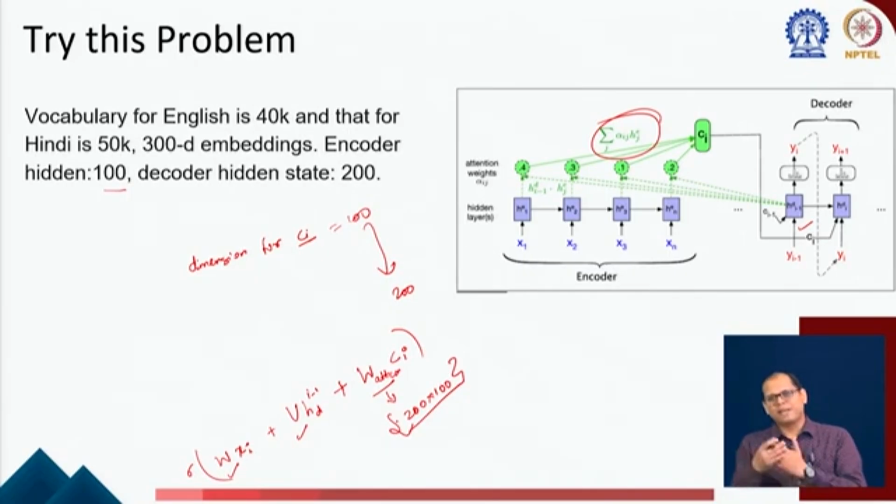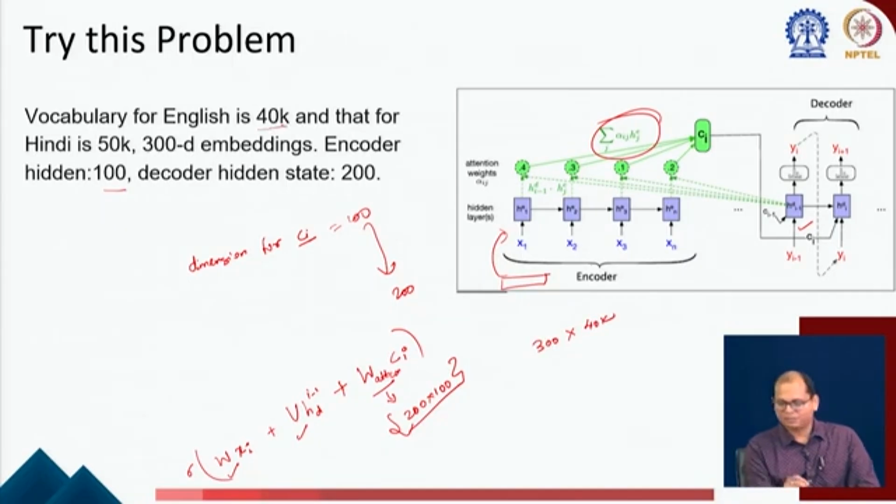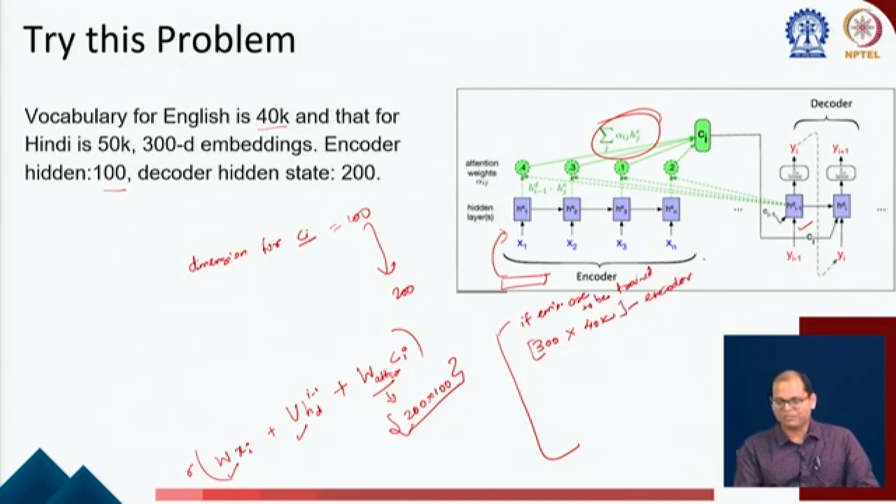If you are also learning embeddings, or if you are also fine tuning your embeddings, then you need to account for going from one hot vectors to the embedding dimension. Okay. So, in the input, that will be 300 dimension embedding times 40,000 vocabulary. This is if embeddings are to be trained. So, this much you need in the encoder, and similarly for the decoder you need 300 into 50k.